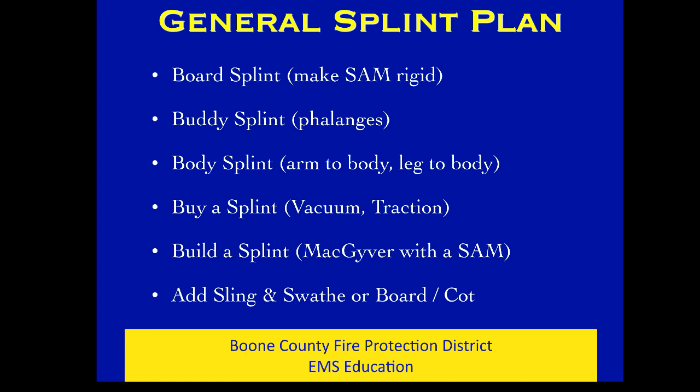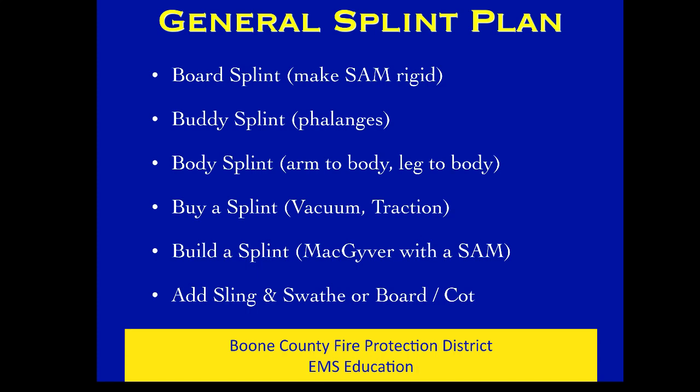Your general splinting plan is the B's of splinting. You can make a board splint. You can have a buddy splint where you splint fingers to fingers or toes to toes. You can do a body splint. Maybe if the arm is injured, you can secure it to the body. Or if one leg is injured, you can secure that to the body or to a board. You may be able to use splints that you buy, like a vacuum splint or a traction splint. You may be able to build up a splint. Maybe you want to use the SAM splint, which is a very cool tool that comes in a roll, and it's very flexible until you put a specific bend in it, and then it becomes rigid. So we'll teach you SAM splints in lab, and there's some stuff in your resource document about SAM splints.